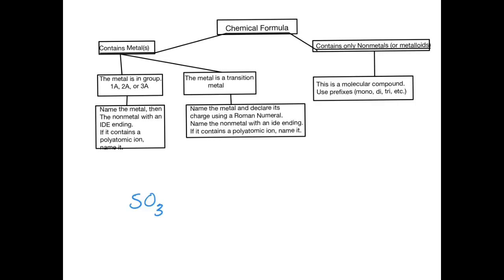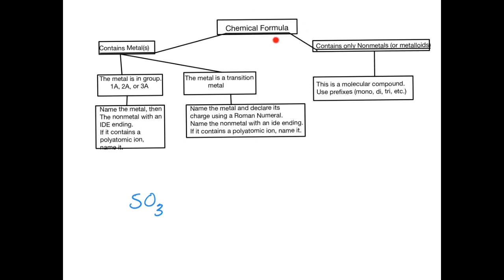All right, I've just written a formula here. It's got sulfur and oxygen in it. All right, now we are going to follow this flow chart in order to name this compound. And I know what you're probably saying. That's easy. It's just sulfur trioxide. And it is sulfur trioxide. But let's run through this flow chart to see if we're really right about this.